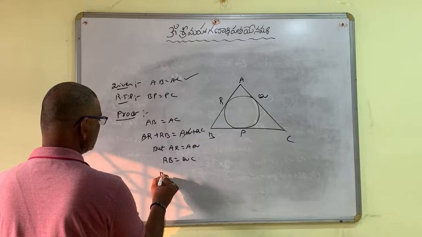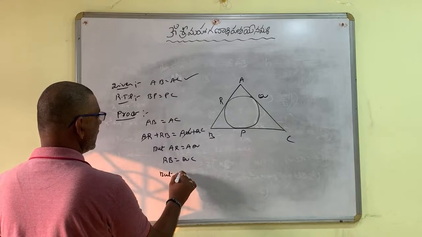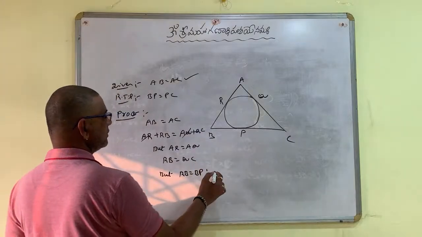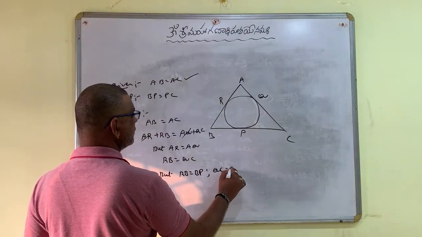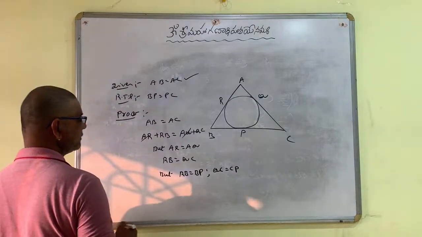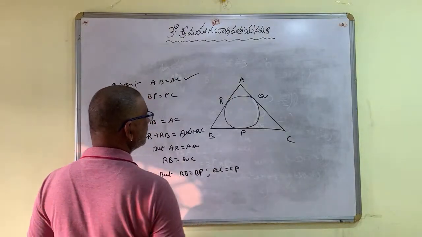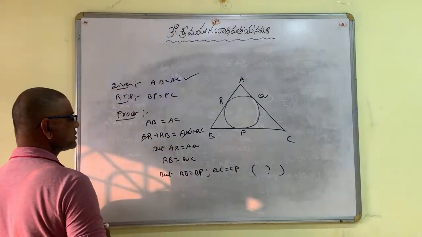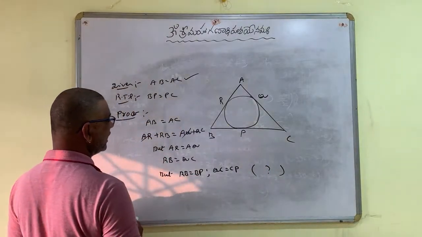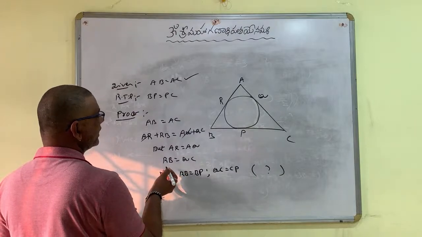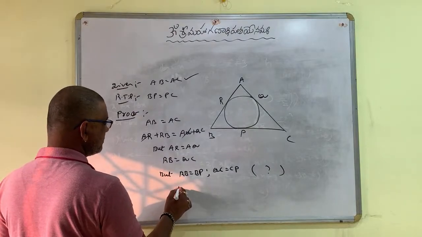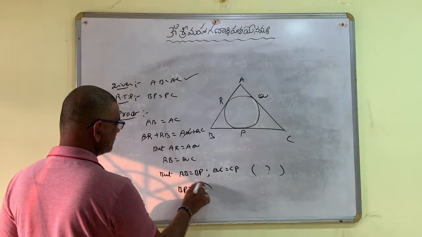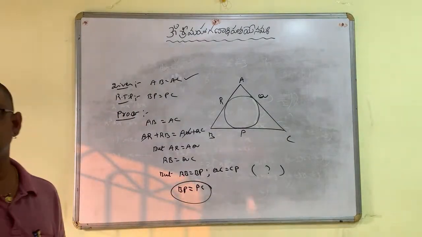But RB is equal to BP, QC is equal to CP. You can say the reason: tangents drawn from an external point of a circle are equal. Now I can replace BR with BP and QC with PC. That's all.